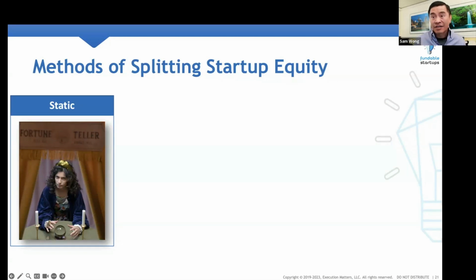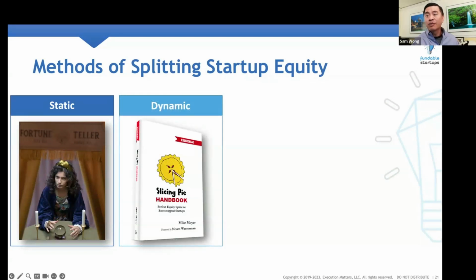And let's say the person who gets 10% is a rock star in the making and actually delivers more value than the guy or the gal who gets 20%. If you split the equity statically, you don't have an easy way to change that. Okay. But that's the most common way that people split equity: a static allocation.